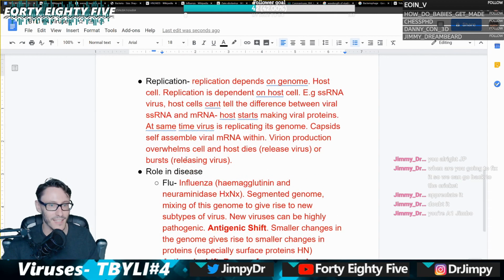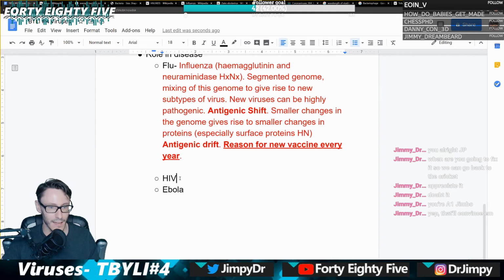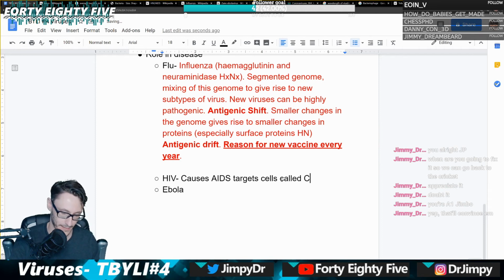Okay, so we've done a little bit on flu. Let's talk a little bit about HIV. Everyone's heard of HIV, it causes AIDS. HIV stands for human immunodeficiency virus. AIDS stands for acquired immunodeficiency syndrome. And the reason your immune system effectively goes to shit when you have HIV infection is because it targets cells called CD4 T cells.